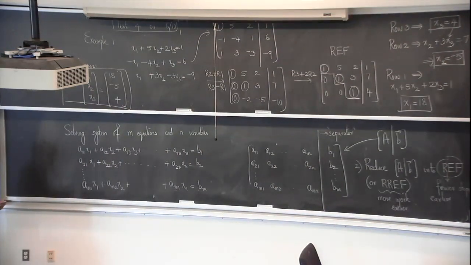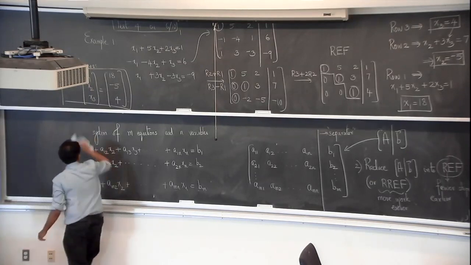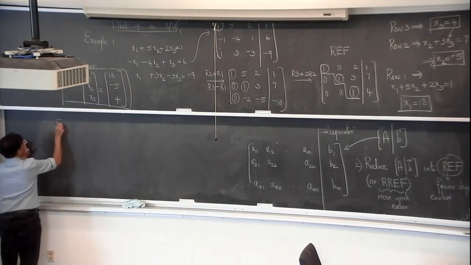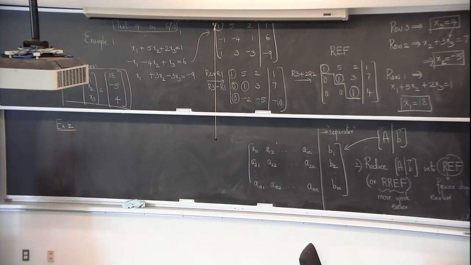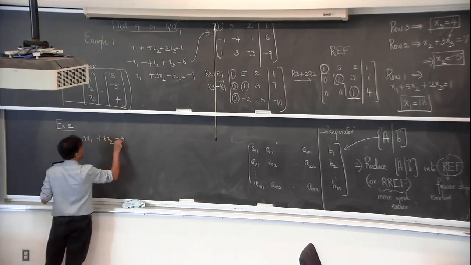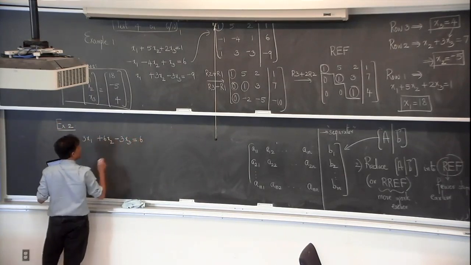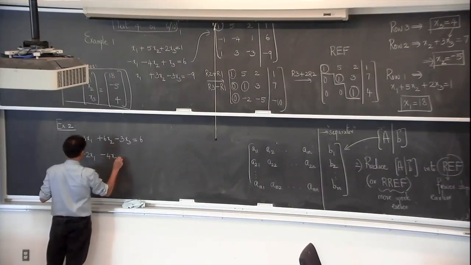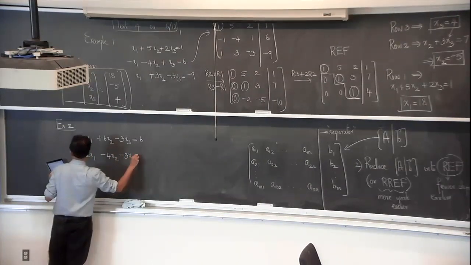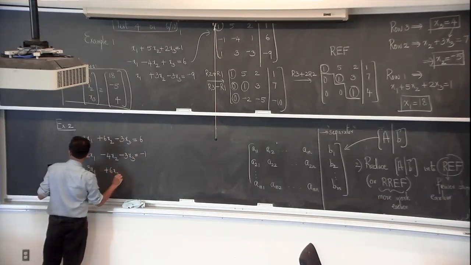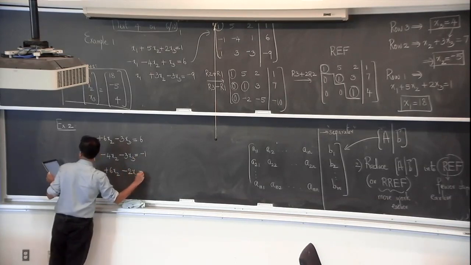All right, the next example, please do this carefully. x1 plus 6x2 minus 3x3 equal to 6, negative 2x1 minus 4x2 minus 3x3 equal to -1, and 3x1 plus 6x2 minus 2x3 equal to 10.